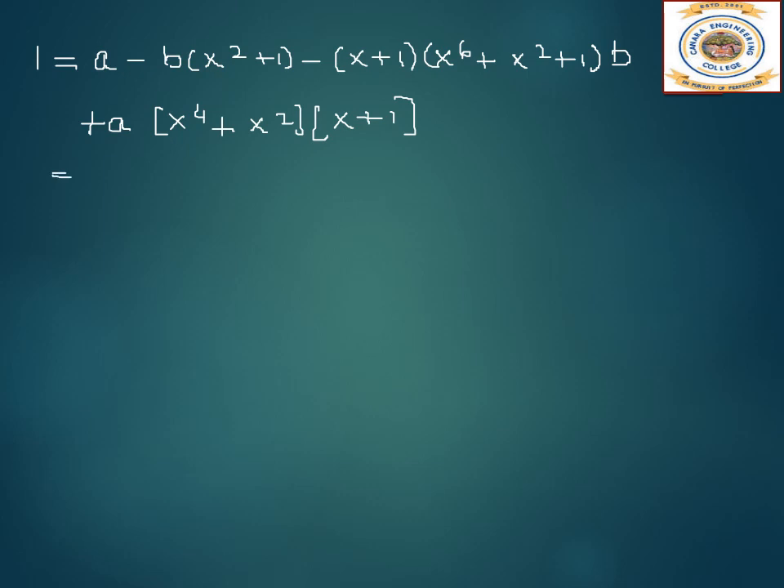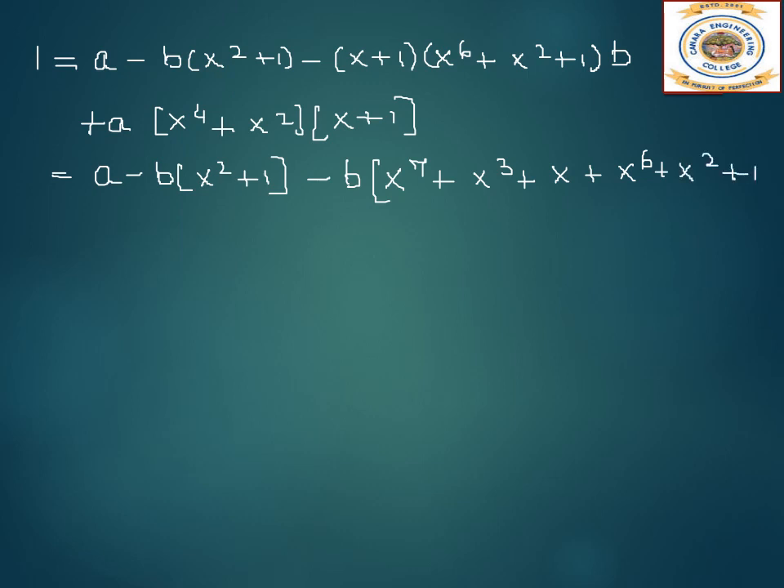Further simplifying, a minus b into x square plus 1 minus, just let me multiply this. Just multiply each x with this and 1 with the other terms, and we'll see what we get. This is x to the power 7 plus x cube plus x to the power 6 plus x square plus 1 plus a into, multiplying this as well, we get x to the power 5 plus x to the power 4 plus x cube plus x square.